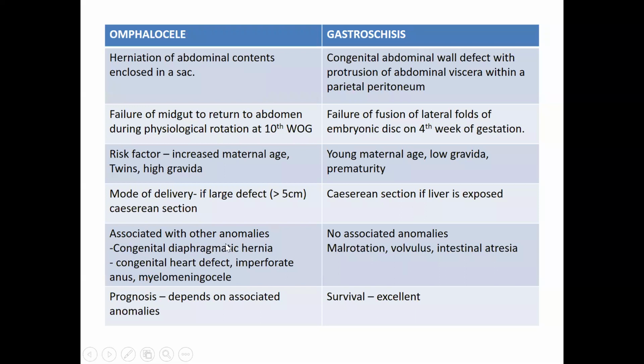Okay, there are some associated anomalies. Though it looks small, the omphalocele has a bad prognosis because it is associated with multiple other congenital anomalies. Gastroschisis looks very scary, while omphalocele does not look so scary because it is small and its content is in an enclosed sac. Look, it is associated with congenital heart disease, imperforate anus, meningomyelocele, and congenital diaphragmatic hernia. Gastroschisis has a good prognosis because it is usually not associated with other congenital malformations.